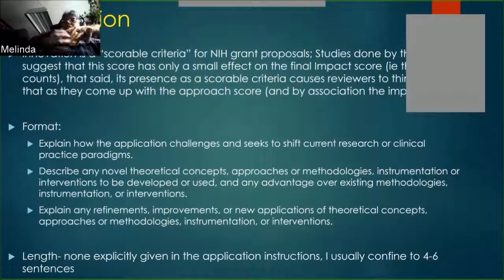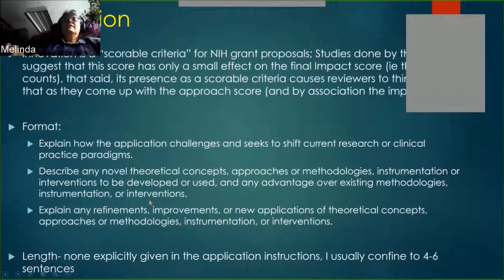So like in something like, maybe this is a very innovative program that maybe you're going to be analyzing using economics methods that have never been used on this problem. That could be innovative. It's innovative to this area. So for innovation, it tends to be explaining how the applicant challenges and seeks to shift current research or clinical practice paradigms, any novel theoretical concepts, and any refinements, improvements.